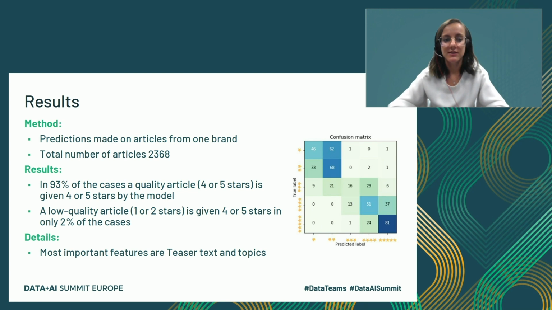And we also see that a low quality article which has 1 or 2 stars is given 4 or 5 stars. So we really miss it here. It's only in 2% of the cases, which was still okay for the business. And if we look at the feature importance, we could see that the teaser text and the topics are the most important features. So really using BERT to extract feature representations from the text helped us achieve a better performance.